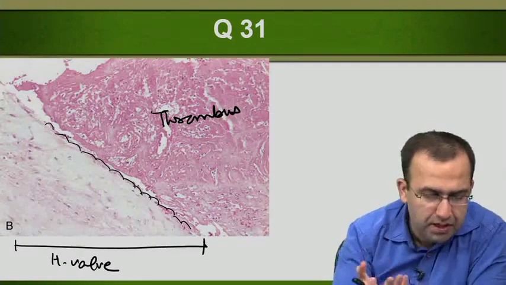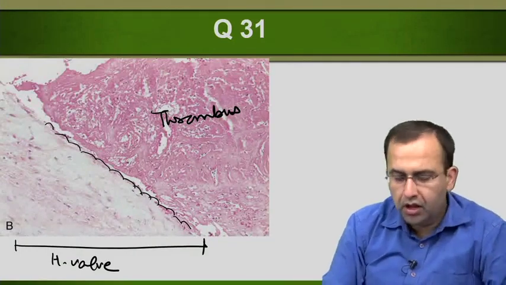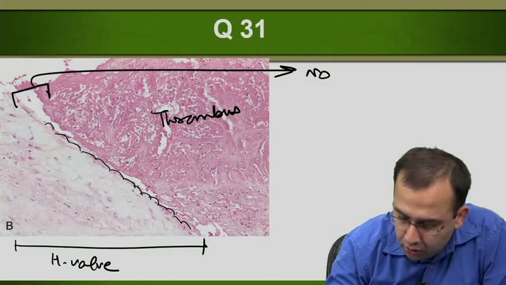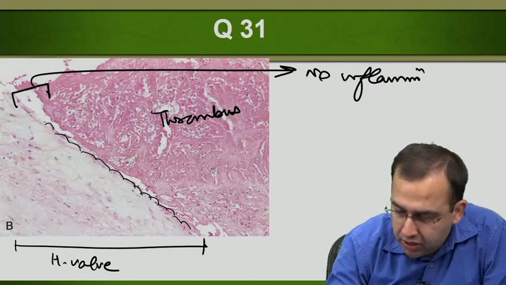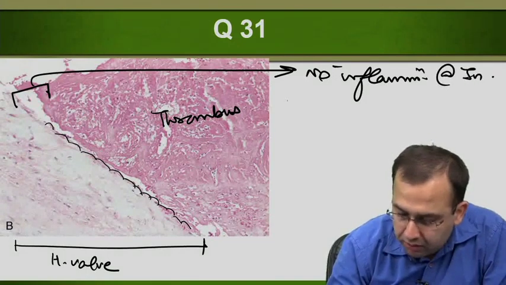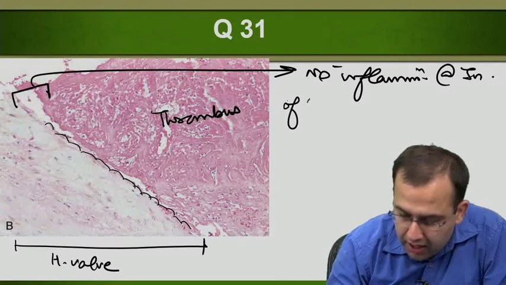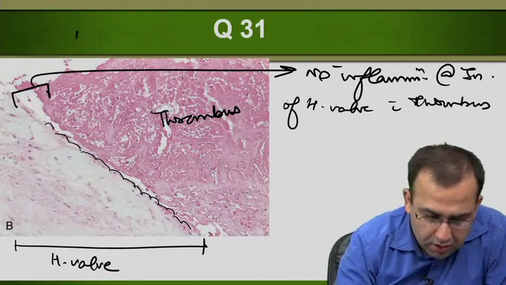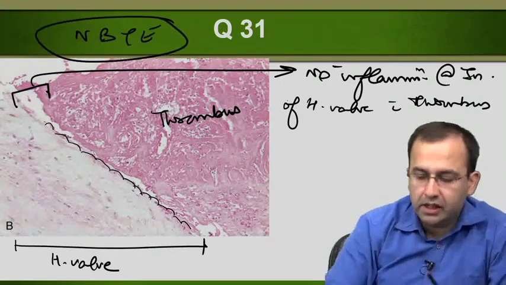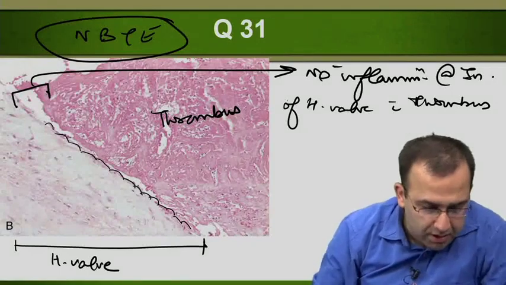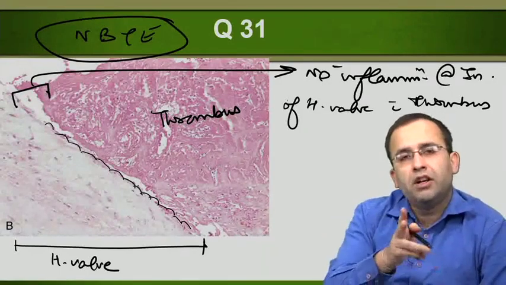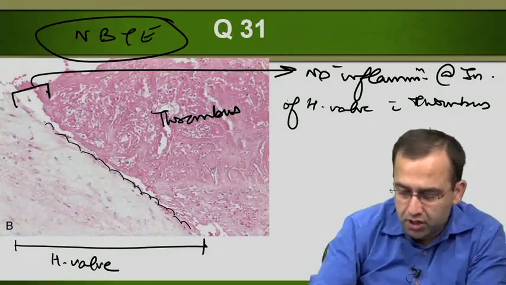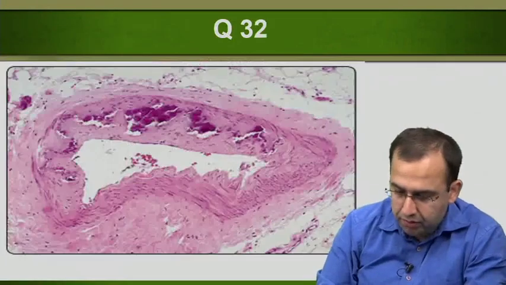Thrombus is an aggregate of RBCs with platelets, a large thrombus on the heart valve. There is no inflammation at the junction of the heart valve with the thrombus. So diagnosis, NBTE, non-bacterial thrombotic endocarditis. This is not infective endocarditis. In infective endocarditis, there should be inflammation at the junction. Infective is because of an infection, it would be associated with inflammation. Here there is no inflammation.